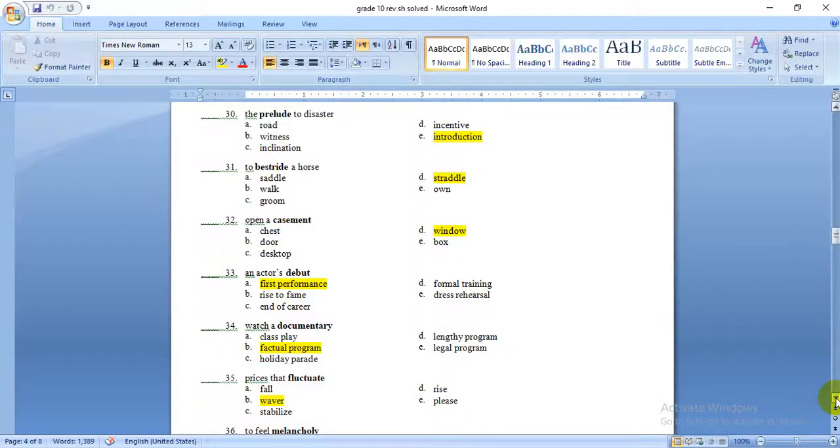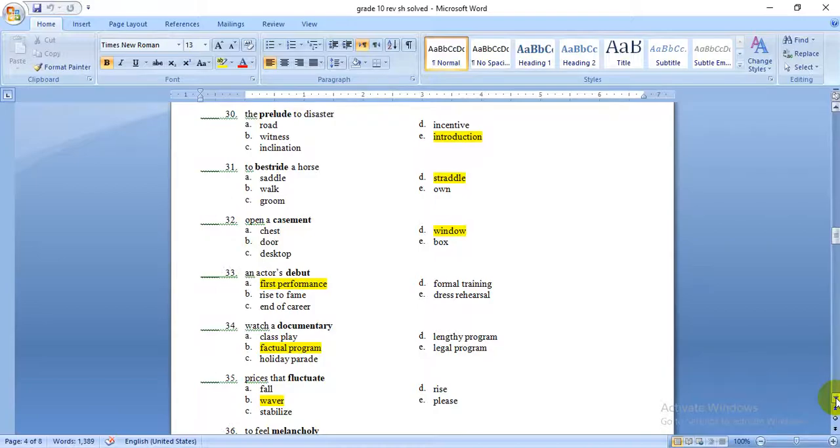30, the prelude to disaster. We have road, witness, inclination, incentive, and introduction. And prelude means introduction, so the right answer is E. 31, to bestride a horse. And we have saddle, walk, groom, straddle, own, and the right answer is straddle. So to straddle a horse is to bestride a horse.